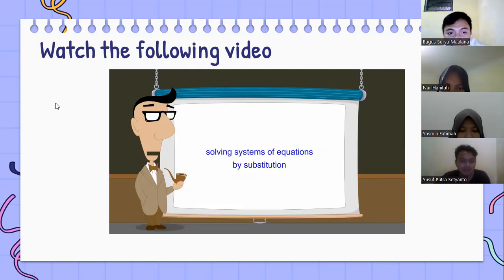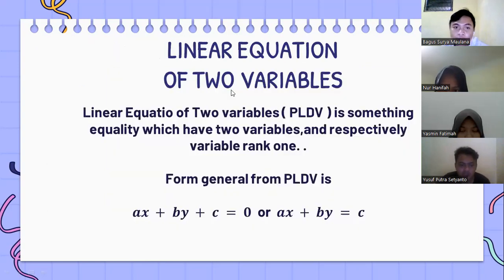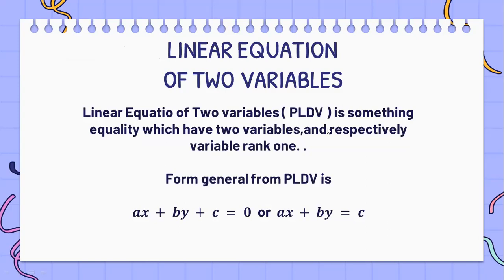For today, we are going to discuss it, but first we are going to explain step by step. So what is a linear equation of two variables? A linear equation of two variables, or PLTV, is an equality which has variables, each of rank 1. So this is the general form of PLTV.